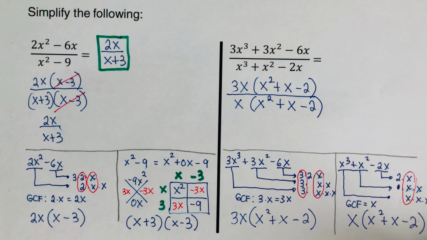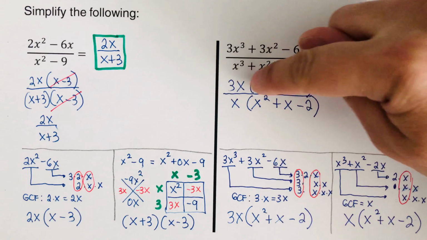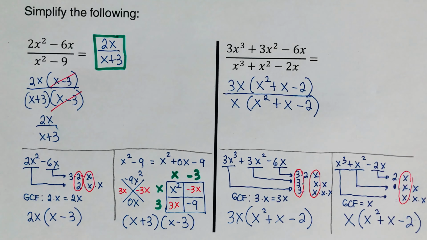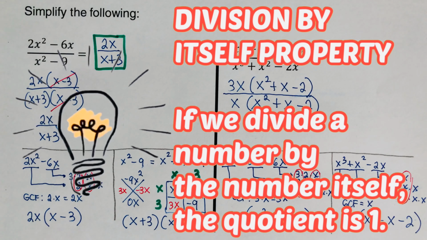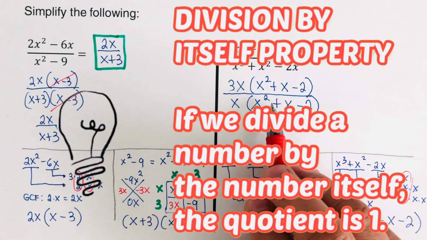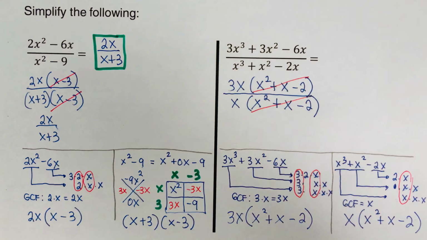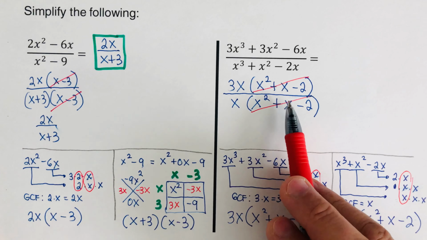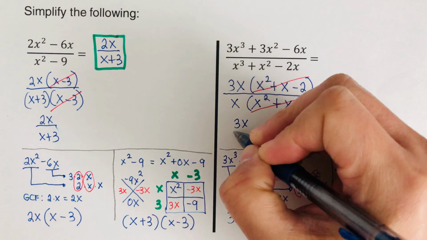Okay, so I have broken them down into its factors, and these are the factors. This is the numerator, I wrote it up there. This is the denominator, I wrote it up there. And so we can go ahead and use the division by itself property. If we divide a number by the number itself, then the quotient is 1. So this becomes a 1. Or again, we can just cross them out. Again, we remember when we cross this out, it is not 0, but instead it's 1. So then we are left with 3x over x.